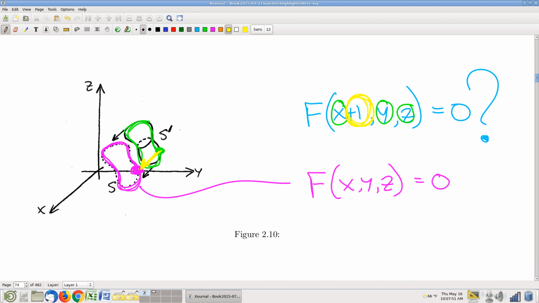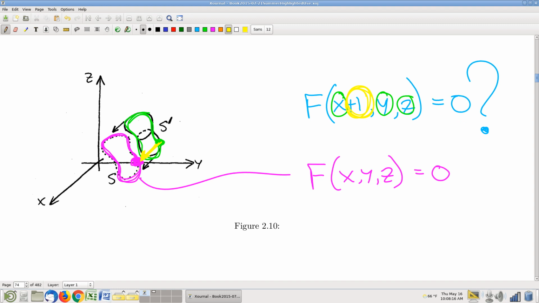Okay, and another way to say that, this green surface is the surface which, when you shift it positively in the X direction, gives you the purple surface. Another way to say that is you can deduce the green surface by taking the purple surface and shifting it backwards in the X direction, and that will yield the green surface. And that's what I have in this picture down here.